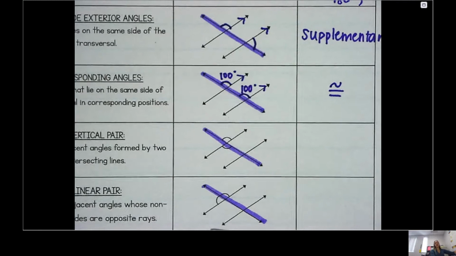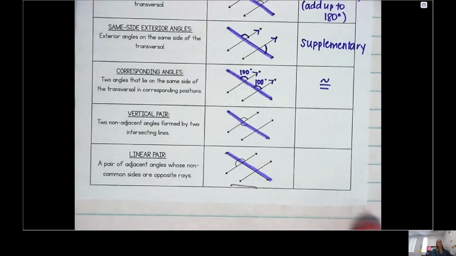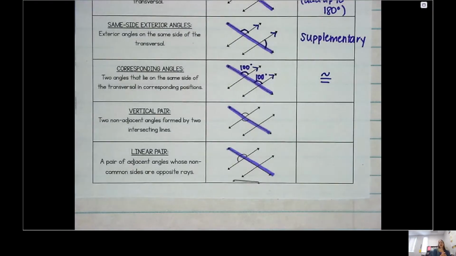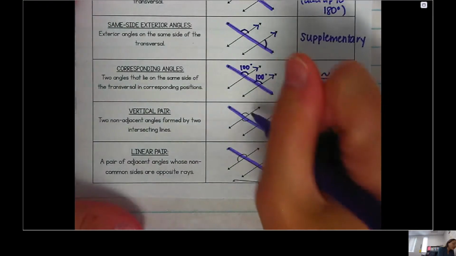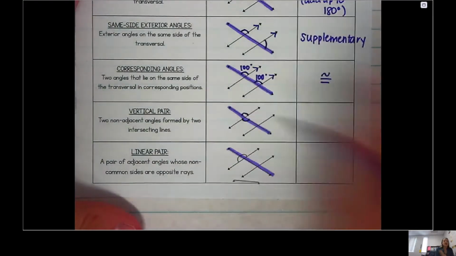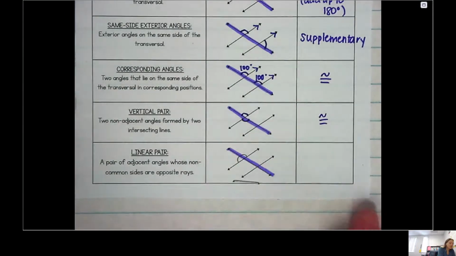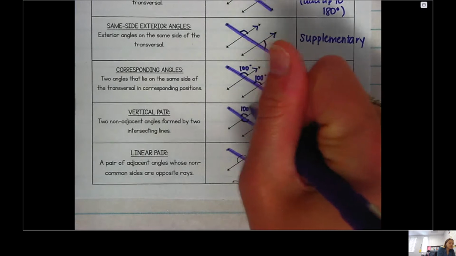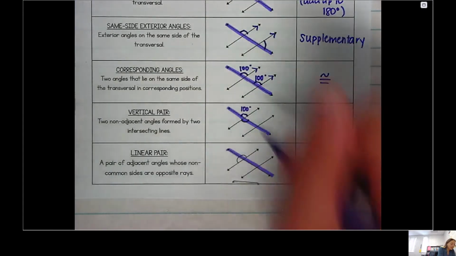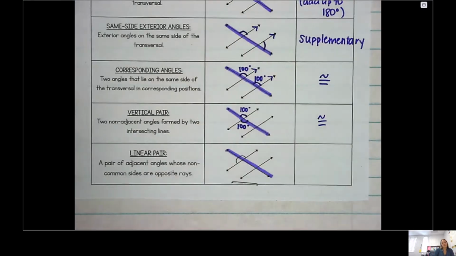Okay, now the last two we've already seen before. You already know these last two. A vertical pair are two angles that make an X. Remember that one from before? Making an X. They're right across from each other. And are they the same or are they different? They're the same. Vertical angles are congruent. So if this one is 100 degrees, what's this one? It better be exactly the same, 100 degrees. Good.